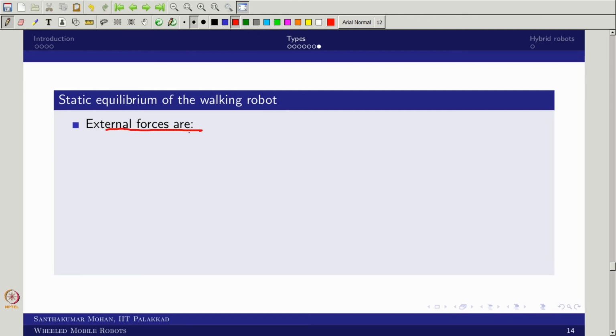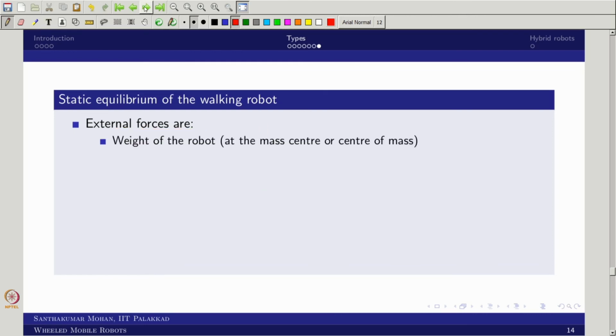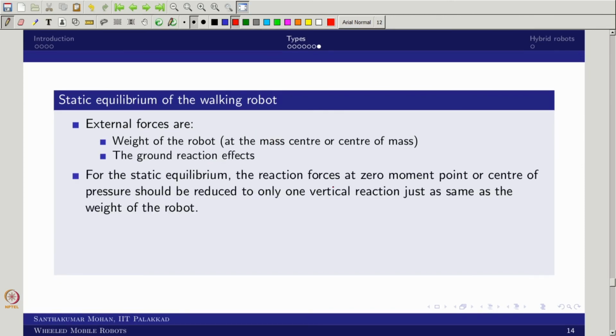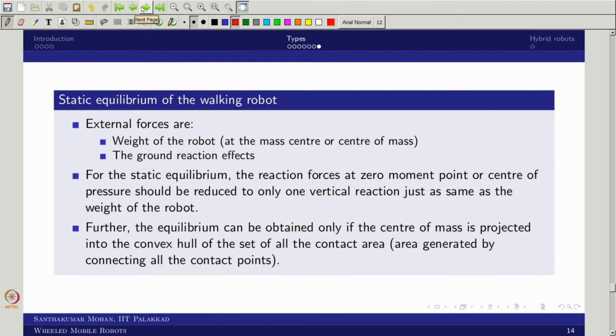So what are the external forces? One is the body weight, because it is static. So only the body weight and the support reaction. These two are supposed to be neutral at the zero moment point. We are making sure that at the zero moment point the weight and the reaction are neutralized. Additionally, the center of mass always falls within the convex hull of the set of contact areas. If you are able to do this, the static equilibrium is done. In a similar way you can make your dynamic equilibrium.